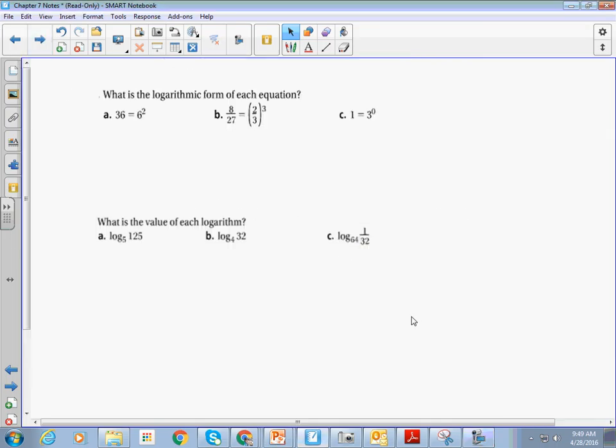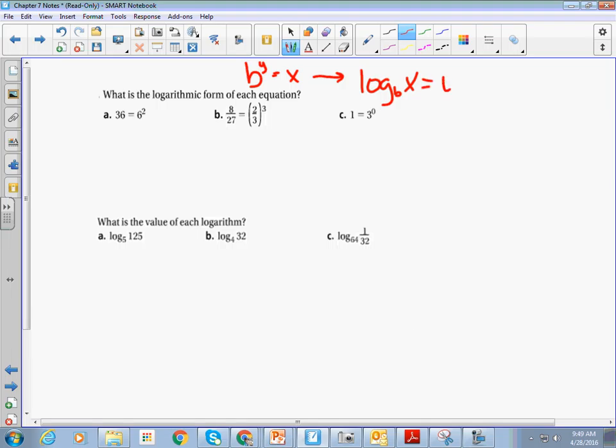Okay, so we are going to, A, B, and C, transform these equations into logarithmic forms. So if I have b to the y equals x, this is exponential form. If I want to transform it, whatever my base is, it's going to go down as a subscript to the log. Whatever's on the other side of the equal sign, that's going to go right next to the log. And then whatever was in the exponent is going to go after the equal sign.